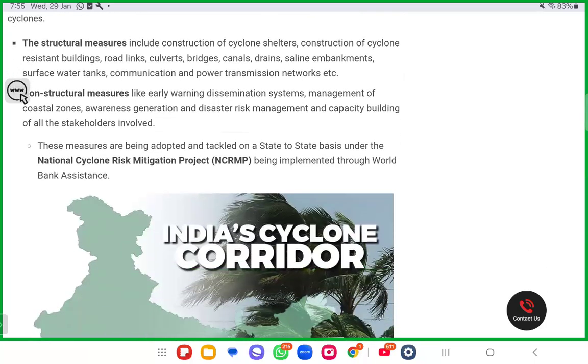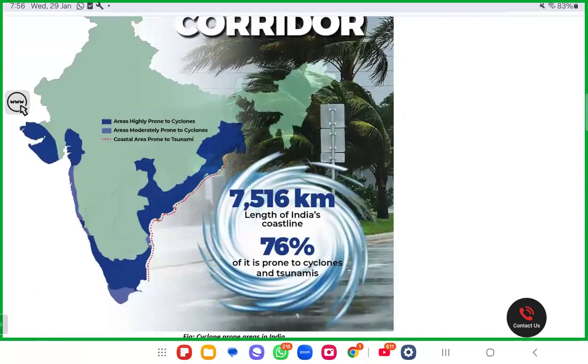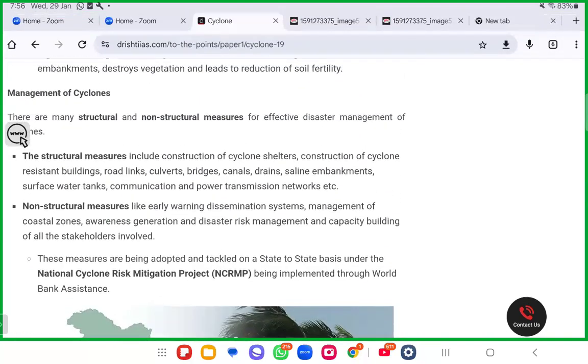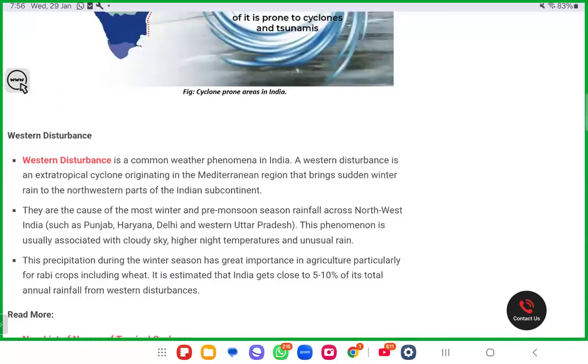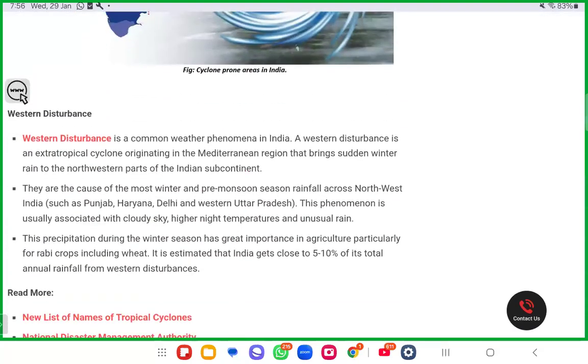These measures are being adopted and tackled on a state-to-state basis under the National Cyclone Risk Mitigation Project, NCRMP, being implemented through World Bank assistance. There are many initiatives taken up by the government which are not mentioned here, but you need to know what measures the government has taken to mitigate cyclone problems. Now, western disturbances: as we studied yesterday, western disturbances are also a cyclone.